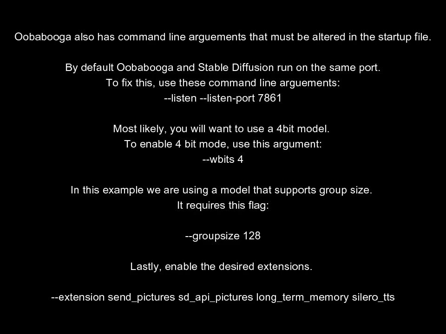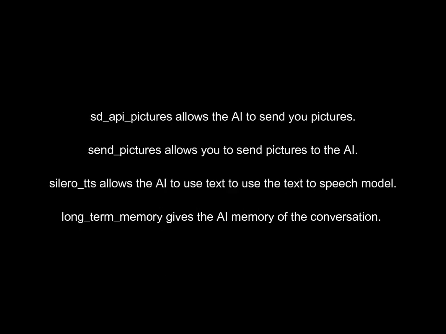Lastly, enable the desired extensions. Send pictures. SD API pictures. Long-term memory. Silero TTS. SD API pictures allows the AI to send you pictures. Send pictures allows you to send pictures to the AI. Silero TTS allows the AI to use a text-to-speech model. Long-term memory gives the AI memory of the conversation.